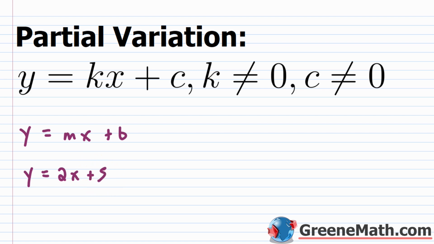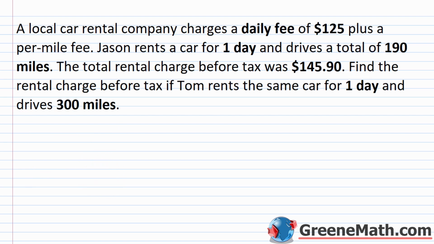So let's come down here, and I'm just going to give you a quick example of this. It's just as easy to figure out. We have something like: a local car rental company charges a daily fee of $125, plus a per mile fee. Jason rents a car for 1 day and drives a total of 190 miles. The total rental charge before tax was $145.90. Find the rental charge before tax if Tom rents the same car for 1 day and drives 300 miles.